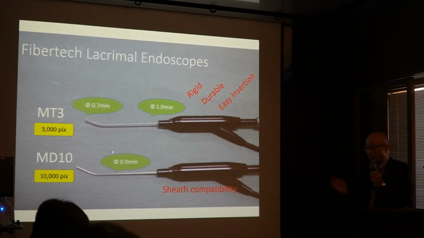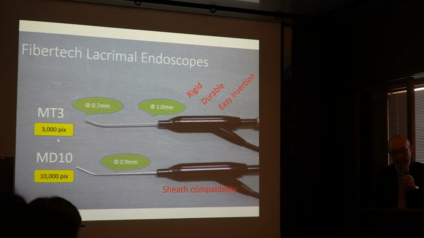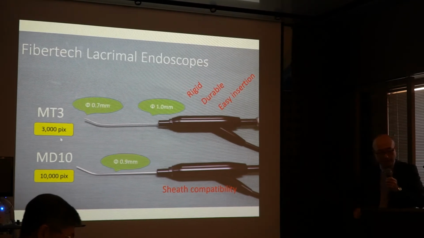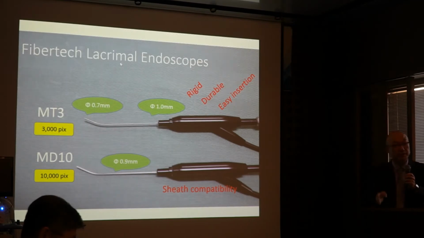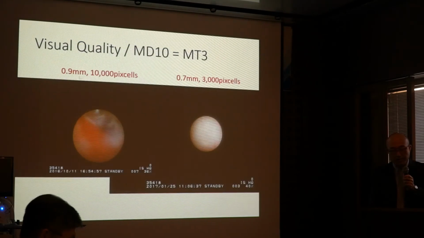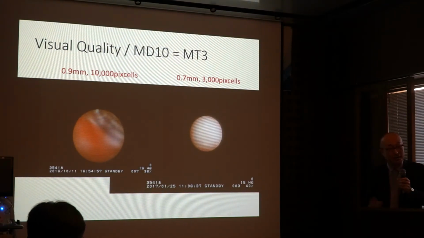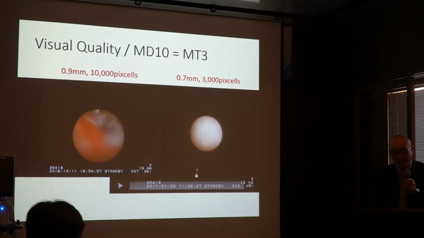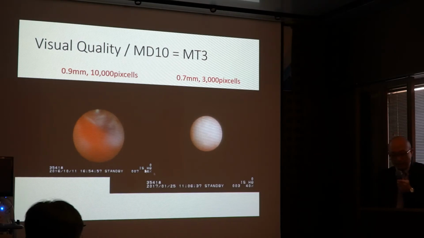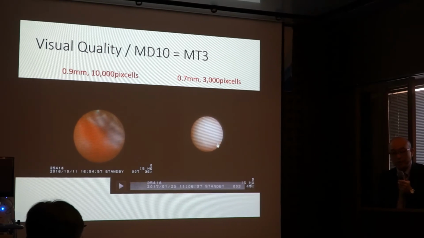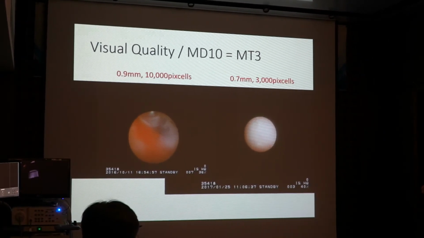So, what about the visual quality? Actually, MT3 has 3,000 pixels. MD10 has 10,000 pixels. But interestingly, the visual quality is not so different from these two models. Not so different. I'm going to show you the example. This is the same case, intra-op and pre-op. The pre-op diagnosis was nasal lacrimal duct obstruction.